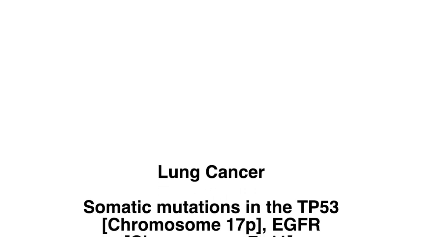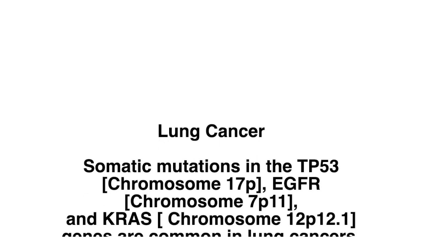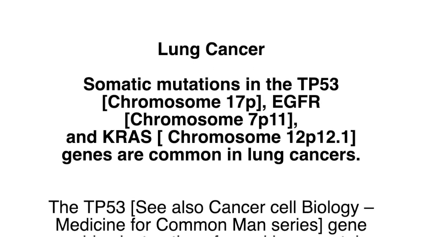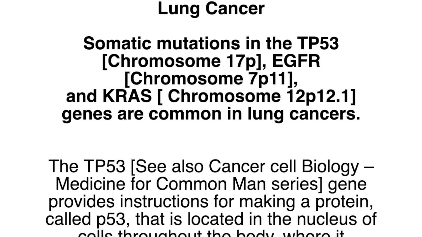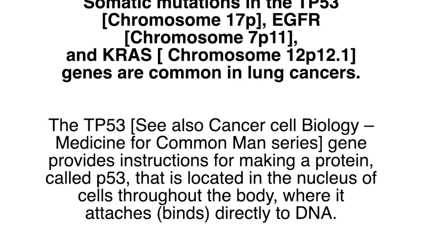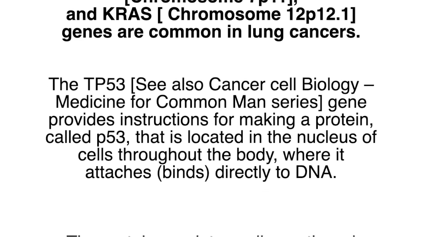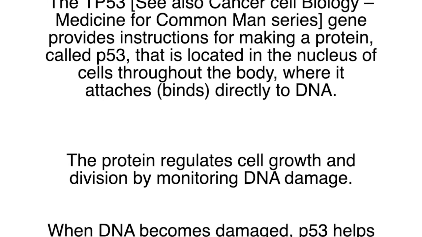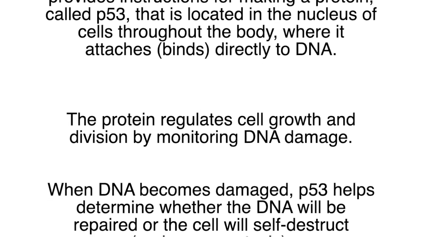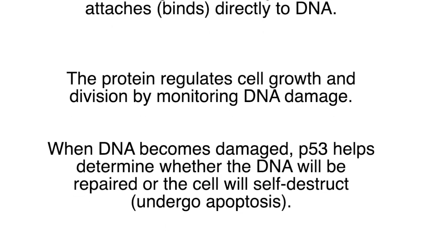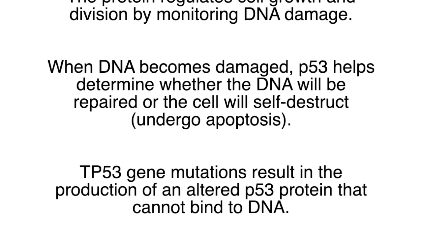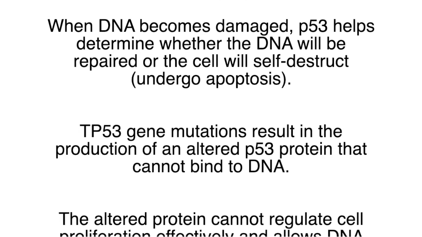Lung cancer. Somatic mutations in the TP53, that is chromosome 17p, EGFR in chromosome 7p11, and KRAS, chromosome 12p12.1 genes are common among lung cancers. The TP53, see also Cancer Cell Biology, Medicine for Common Man series. This gene provides instructions for making a protein called p53 that is located in the nucleus of cells throughout the body, where it attaches, that is binds directly to DNA. The protein regulates cell growth and division by monitoring DNA damage. When DNA becomes damaged, p53 helps determine whether the DNA will be repaired or the cell itself will self-destruct, that is undergo apoptosis.